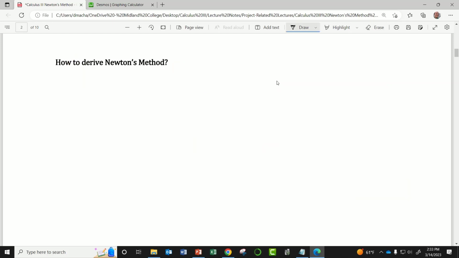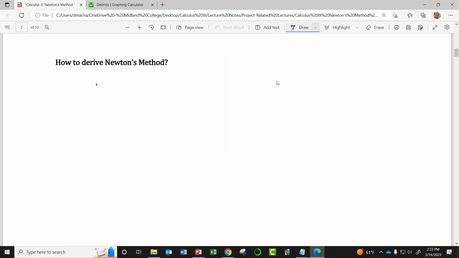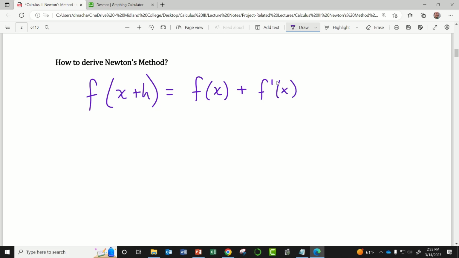And how we're going to derive Newton's method is by beginning with this tangent line approximation, which says f of x plus h is equal to f of x plus f prime of x times h. And of course I could add the error term on the end, or I could just say that this is an approximation, meaning not exactly, but approximately.